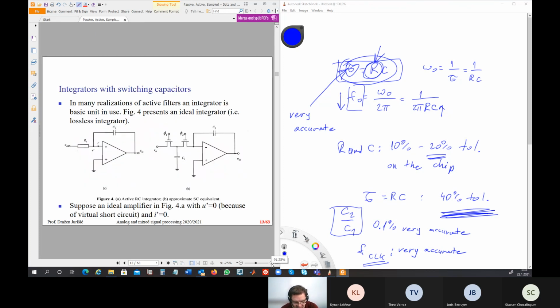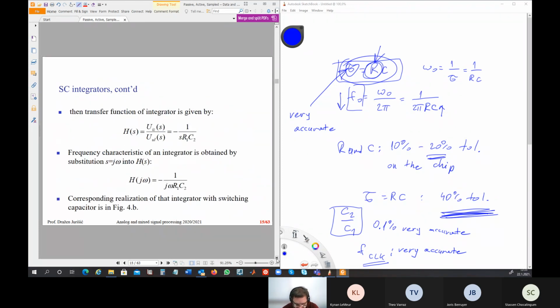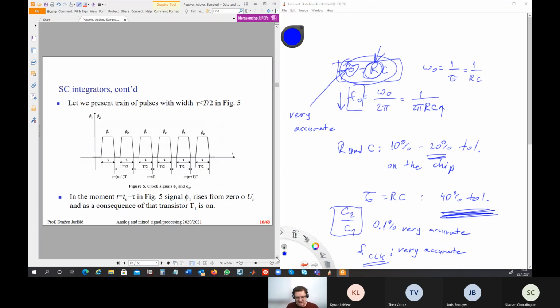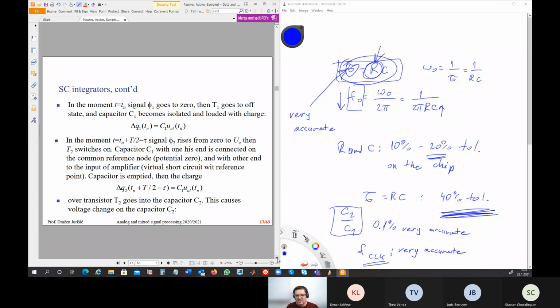Now, the second important thing is how to realize an integrator with switched capacitor. If you replace R1 with this, then from the analog integrator, which we have seen before, you obtain the digital switched capacitor one. Here are the equations. This is the transfer function of the analog integrator, and this is when s equals j omega. Here are the clock signals. And now we can show that it is possible to derive the connection between voltages from input to output of the switched capacitor integrator.